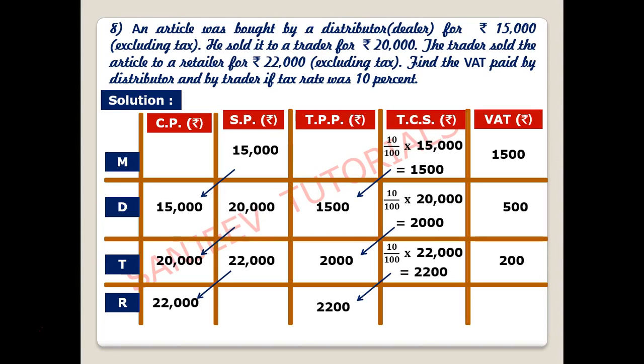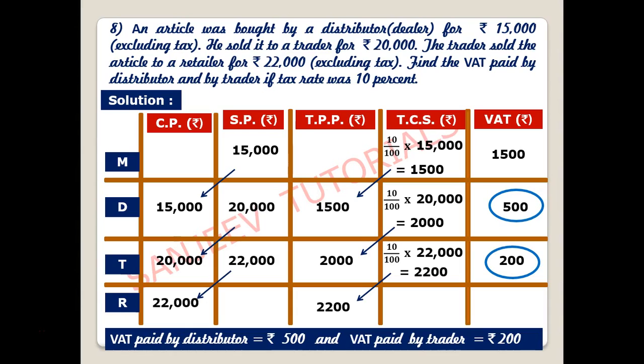And finally, the question states find the VAT paid by distributor and by trader. If you look in the last column, VAT paid by distributor is rupees 500 and VAT paid by trader is rupees 200. So our final answer will be VAT paid by distributor is rupees 500 and VAT paid by trader is rupees 200.